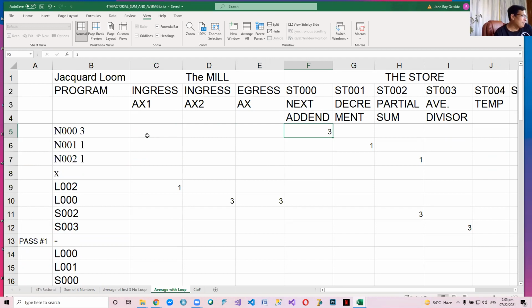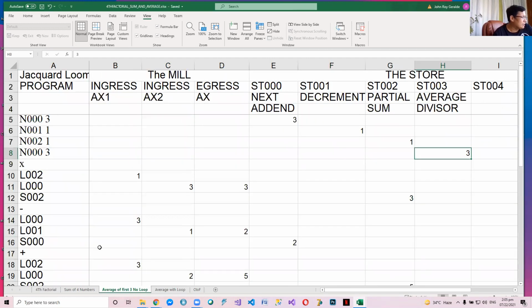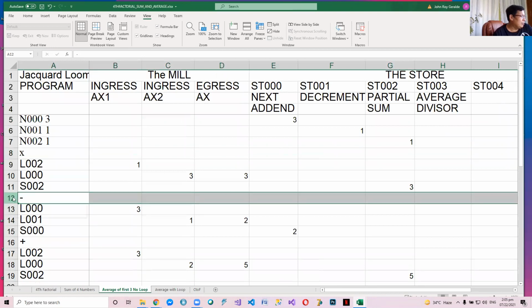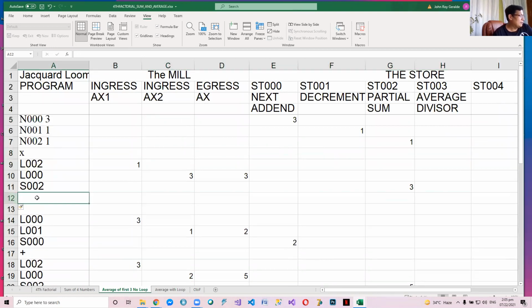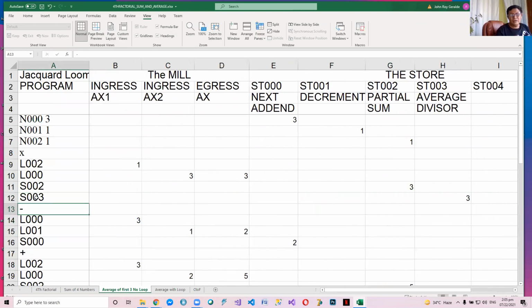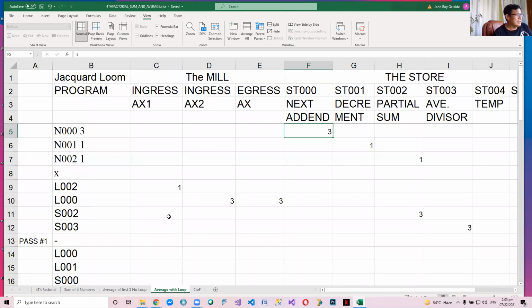So the other one earlier can actually be removed. We can remove the average divisor here. Do you follow? And then in here we will insert S3. S003 will store the 3 here. So there's no more question about having to encode two values. Only one, right? Because anyway, we are storing it here.